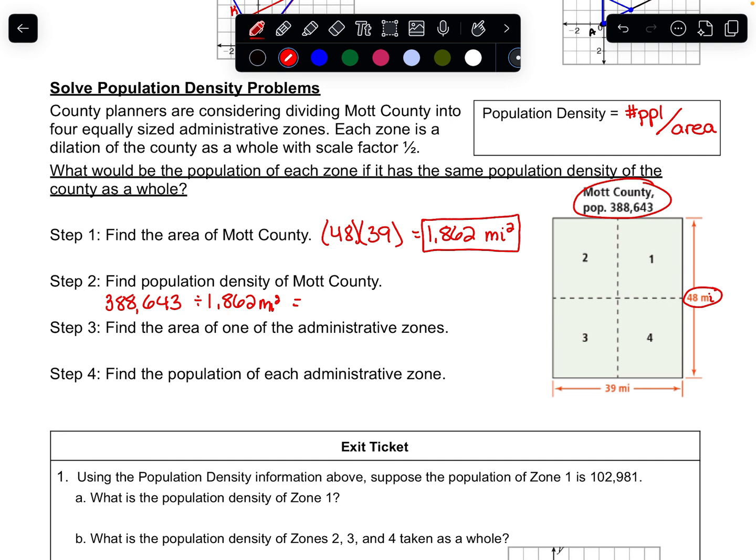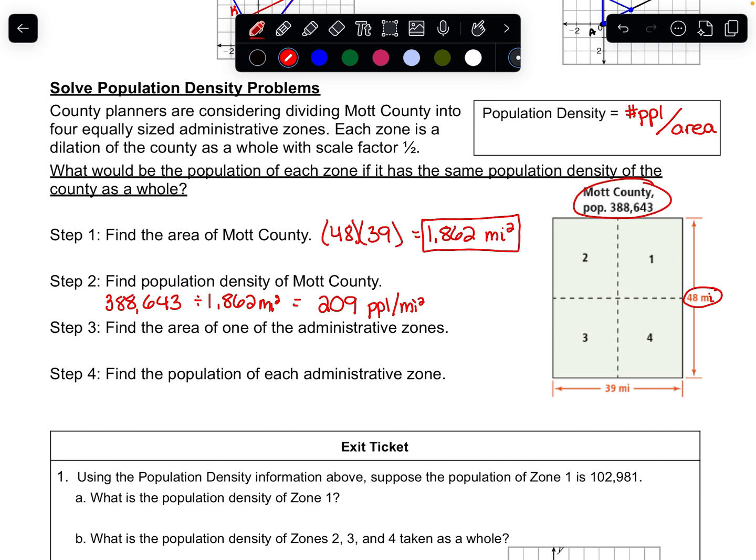So 388,643 divided by 1862 gives us about 200 and, I'm going to say 209 people divided by miles squared, or people per mile squared, or people per square mile. I rounded up to 209 because you can't have 0.7 of a person.